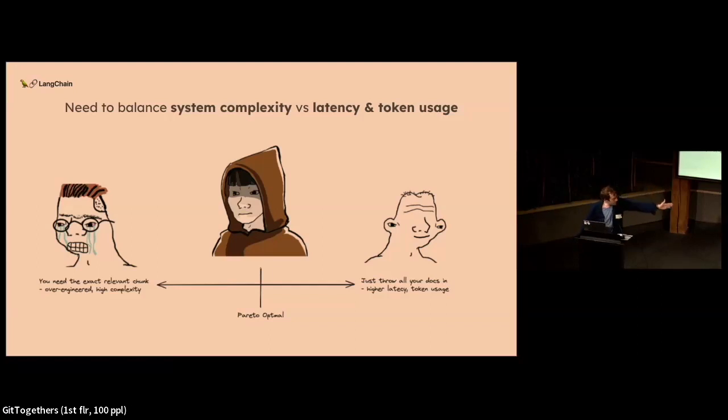And then the far right is kind of the Twitter take that's spicy now. RAG is dead. Stuff it all in. You don't need RAG at all. And I think that the Pareto optimal is probably somewhere in the middle, balancing high system complexity on the left with, on the right, you're wasting a lot of tokens and latency if you're just stuffing everything in.